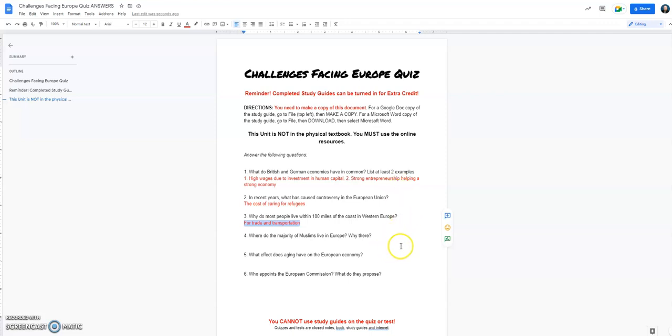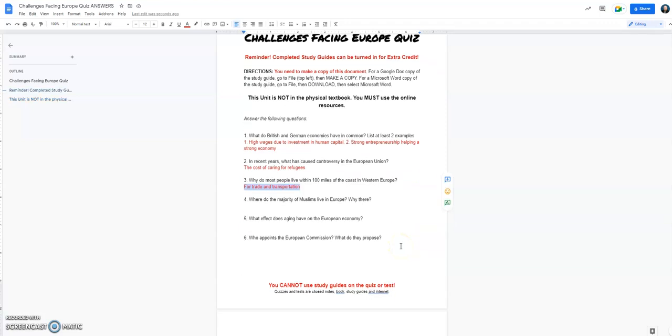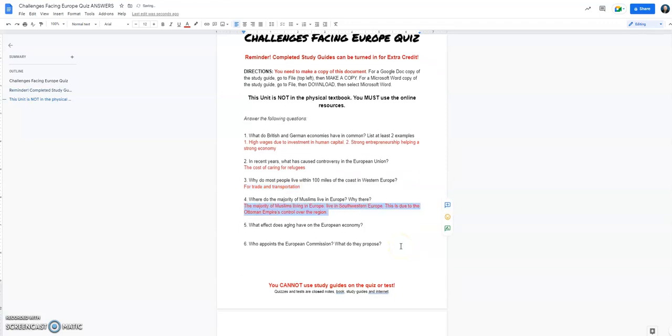Question 4, where do the majority of Muslims live in Europe and why there? The majority of Muslims live in southwestern Europe, and this is due to the influence of the Ottoman Empire. So if you remember, the Ottoman Empire was the group that conquered the Byzantine Empire, which was the Roman Empire, right? So the Ottoman Empire conquered the whole region, and they also controlled parts of the Middle East. The Ottoman Empire was a Muslim empire, and they stood until around World War I.